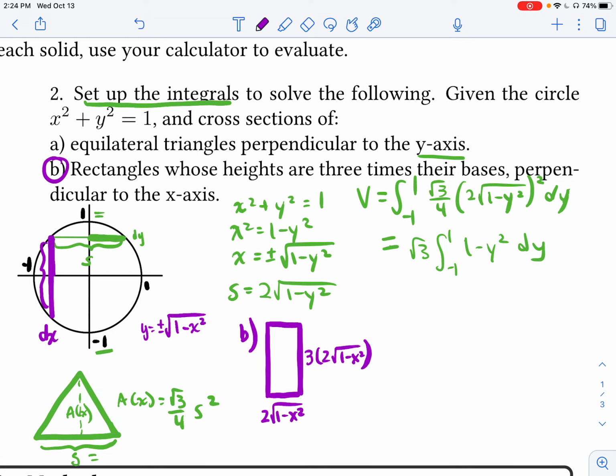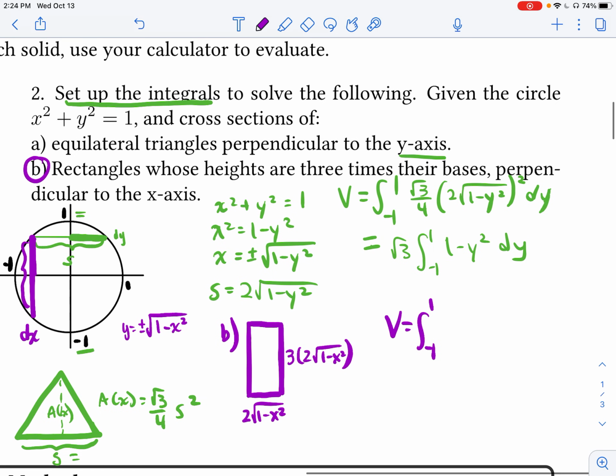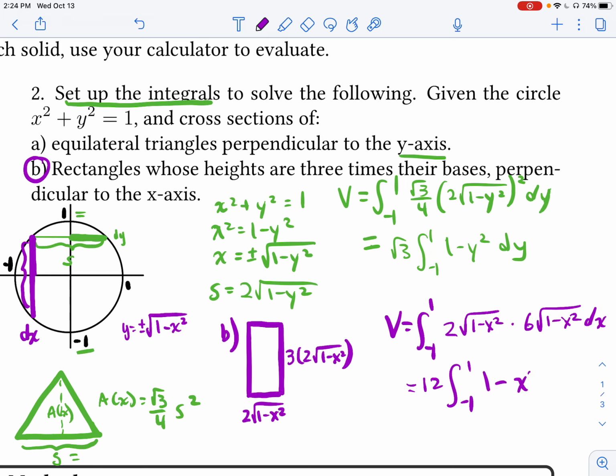So I think I'm ready to set up my integral. I'm going to integrate from -1 to +1. My rectangle's area is going to be found by multiplying the base times the height, which is 6 √(1 minus x squared), all of that with respect to x. And again, if you needed to, you could clean this up pretty easily, which would make it a lot easier to integrate by hand or enter into the calculator. All right. Hopefully that helped.